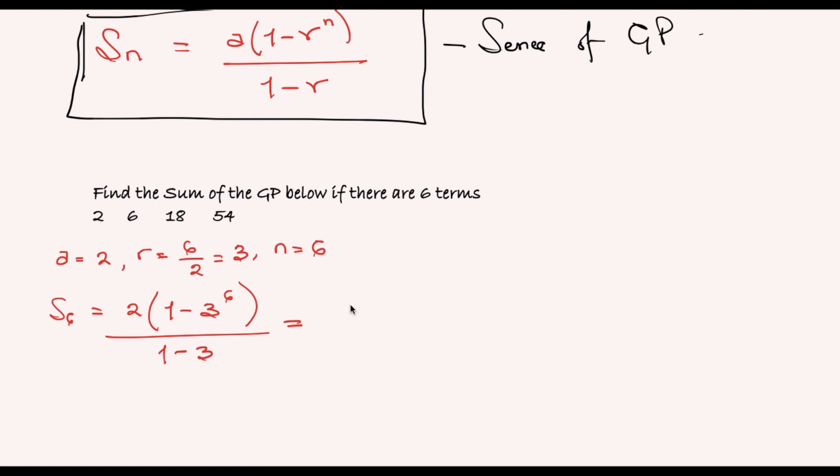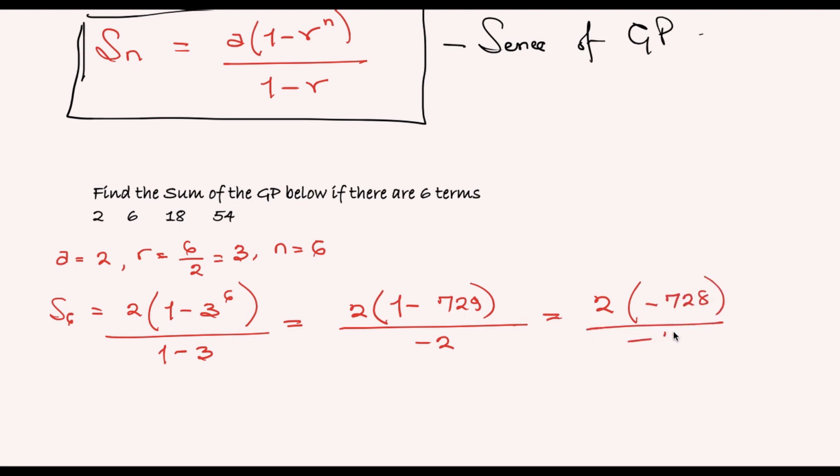So this is equal to 2 into 1 minus 3 raised to power 6, which is 729, divided by 1 minus 3, which is minus 2. So we have that 1 minus 729 becomes minus 728, divided by minus 2. So ultimately, 2 multiplied by minus 728 is equal to minus 1456, divided by minus 2. The minus cancels out the minus here, and 1456 divided by 2 is equal to 728.